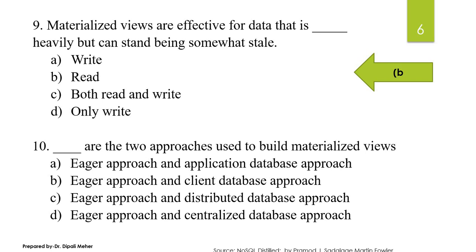Next question is, dash are the two approaches used to build materialized views. A. Eager approach and application database approach. B. Eager approach and client database approach. C. Eager approach and distributed database approach. D. Eager approach and centralized database approach. Correct option is option A. Eager approach and application database approach are the two approaches used to build materialized views.